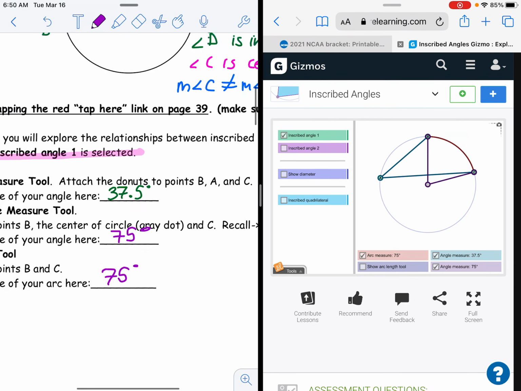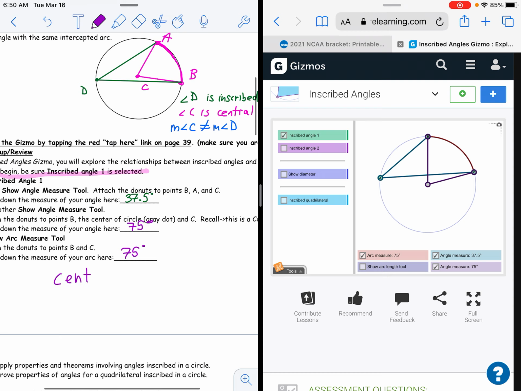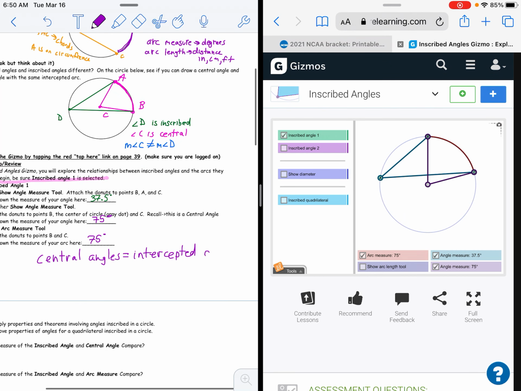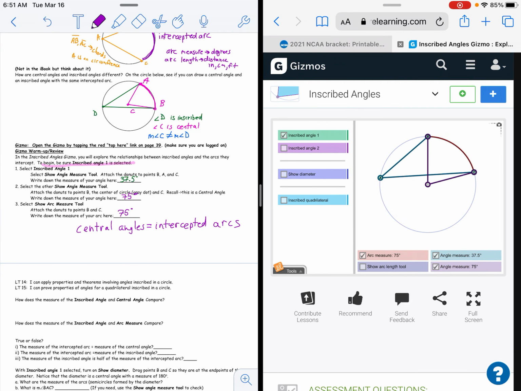Technically we should have already known that, because remember, central angles equal intercepted arcs. That's something we've already known. The central angle has the same measure as its arc. And if I play around with this, nothing really changes. The angles are still staying the same. That's kind of interesting. No matter where I pull this vertex A on the intercepted arc, notice how it's always 37.5 degrees. That's pretty interesting and pretty important.